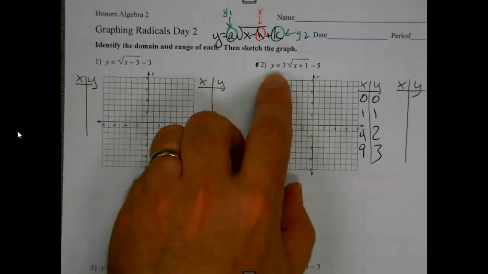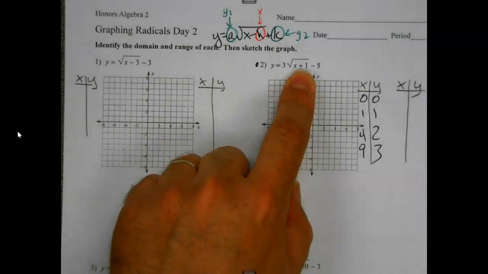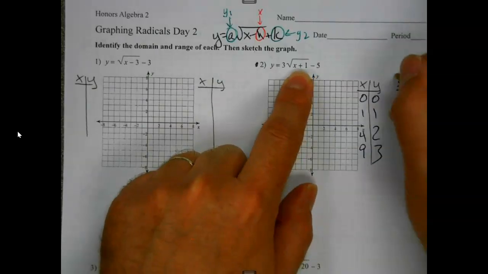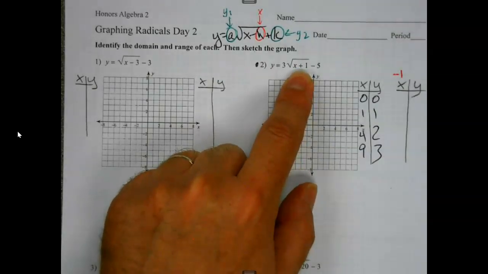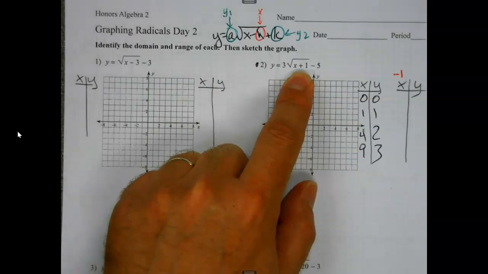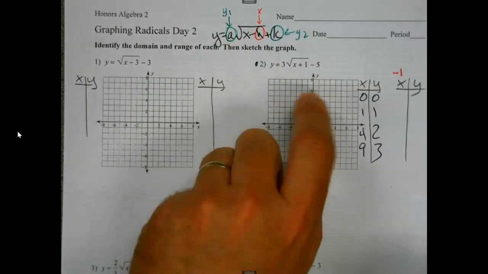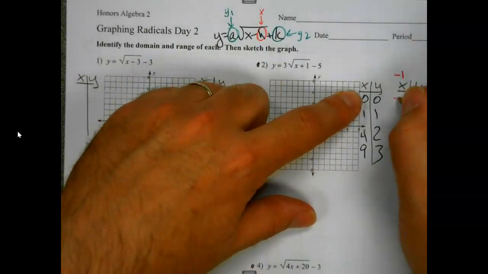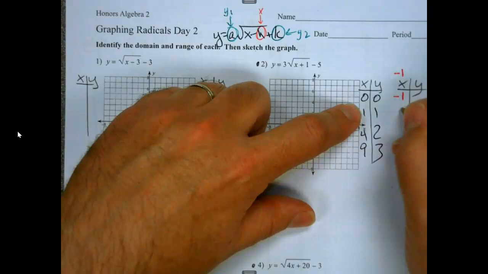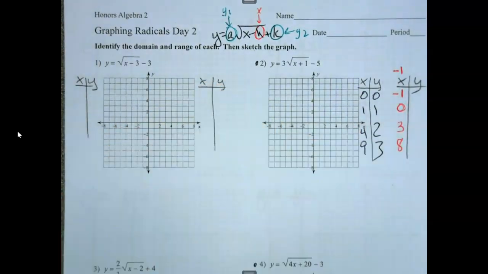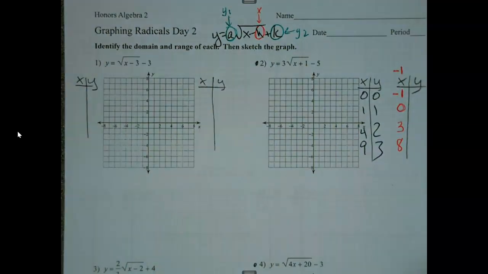Well, let's see. So I look inside and I see this plus 1, which means we're going to go left 1, or we're going to subtract 1 from each of our x values. So it's the opposite of what you see. So I'm going to take my x's. I'm just going to go ahead and do this. Take 1 away from each of those. That's why I like having that chart there.